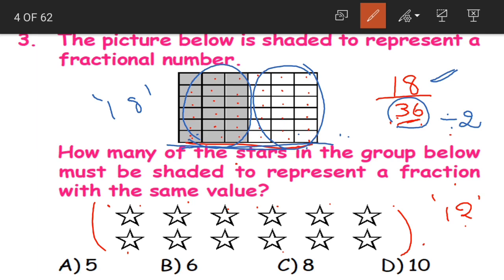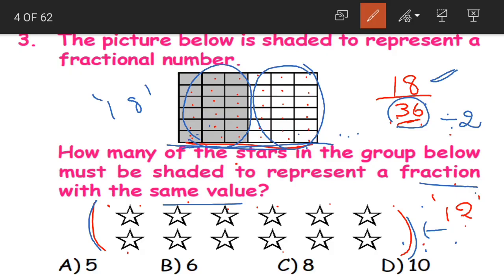Yes, so in the same way here, from the total number of stars, we need to shade half of the stars. Understood children? We do not need the exact fraction to be represented here. We need to represent a fraction with the same value. What is the value here? That half of the boxes are shaded. So in the same way, in the stars also, half of the stars are to be shaded children. It is not the exact fraction, it's just the fraction with the same value.